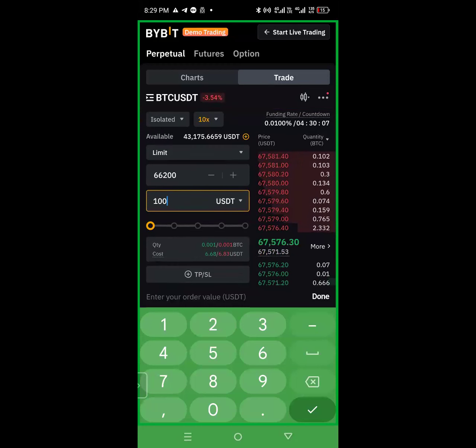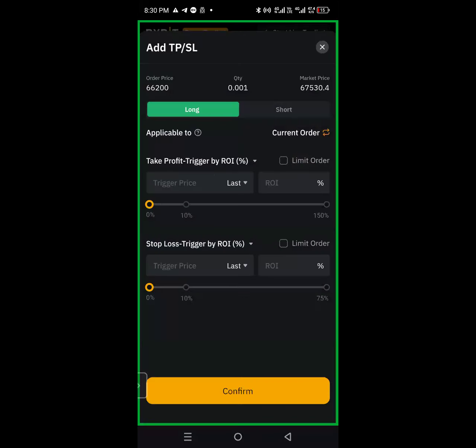Okay, let me go on. The next part is to input your TP and SL. Below the cost, you can see the plus sign with TP and SL in front of it. So I'm going to be selecting it, yes, to be able to enter my take profit price and my stop loss price.